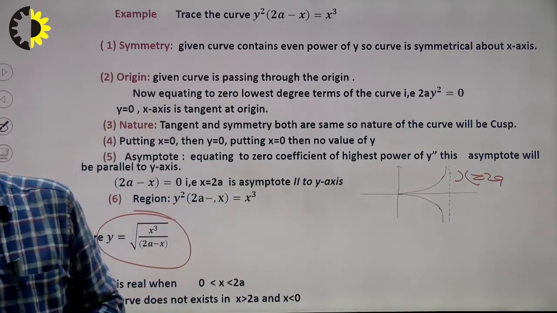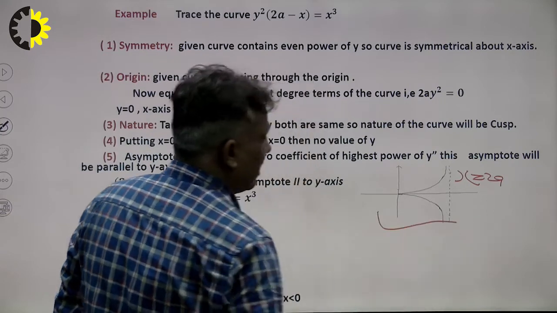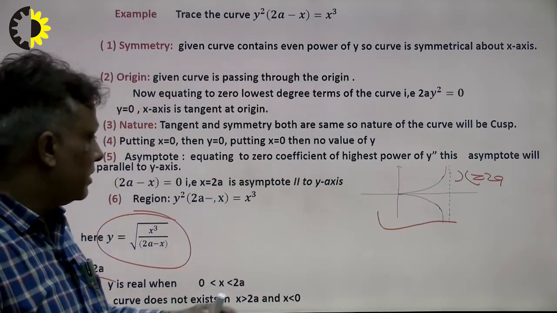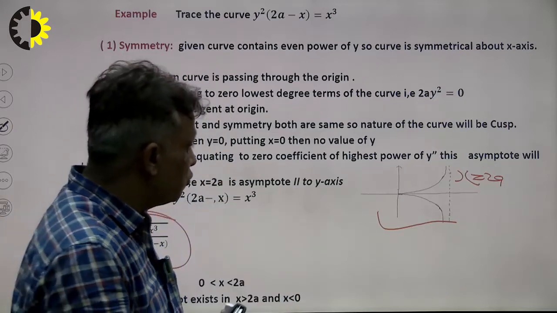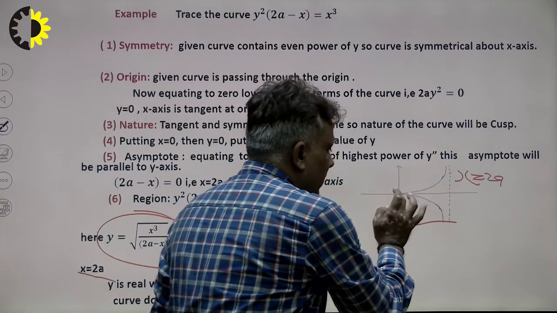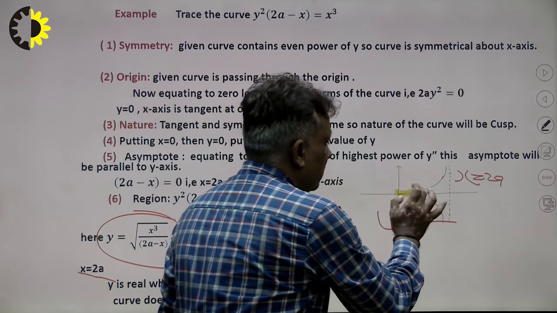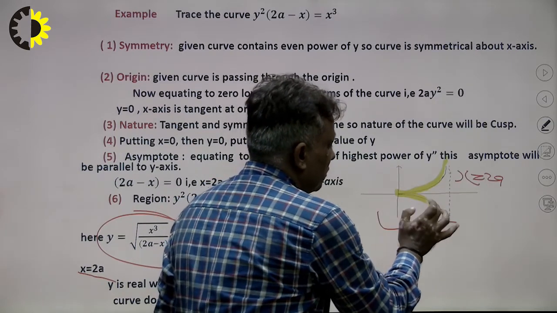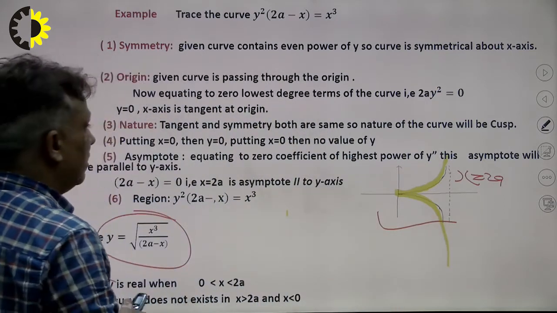So in this way we find out the position where the curve does not exist on this side, and this will be the final figure of this curve. At the origin is a cusp, and the nature of the cusp is seen when it moves towards the asymptote, right? The nature of the asymptote is that the curve goes to the outside, right? In this way we find out the nature of the curve. So that means this is the final figure of our problem.